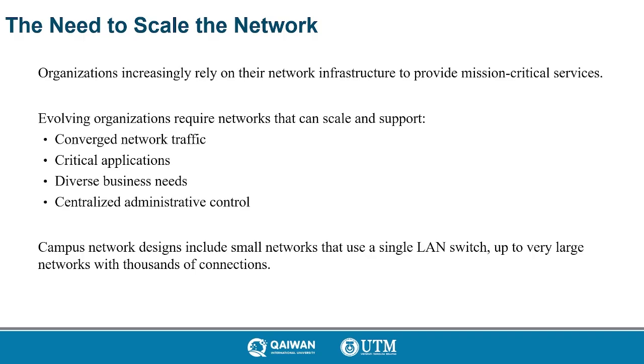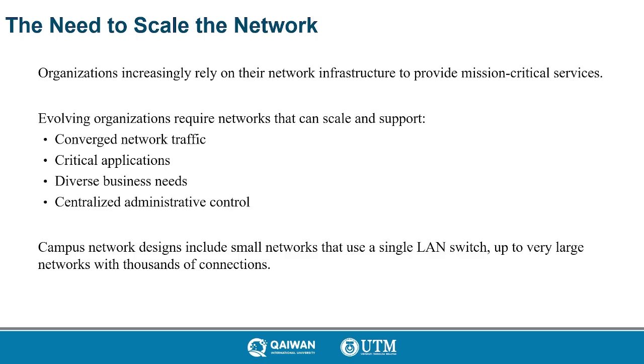Organizations increasingly rely on the network infrastructure to provide mission-critical services. So they will need a network so they can do their day-to-day jobs in their offices. And of course, evolving organizations require a network that can scale and support these four points. So if an organization, like 5 years ago, had five employees, and now it is 20 or 25, of course, it is not a big deal. We can still manage. However, if it reached 500, it would be a lot. So we need to make sure that our network would support this.